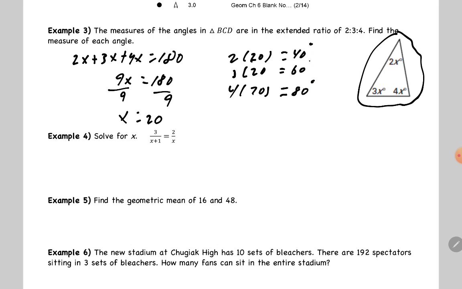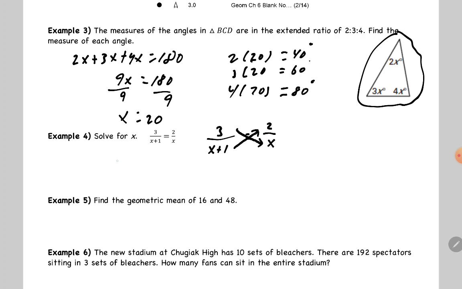Okay, example 4. Solve for x. So whenever you have a fraction equaling a fraction, you can do this thing called cross multiplication. So let me write this. Rewrite this. So we have equals 2 over x. So what I'm going to do is I'm going to cross multiply. So I'm going to make my little cross symbol. And basically it just tells me what to multiply together.